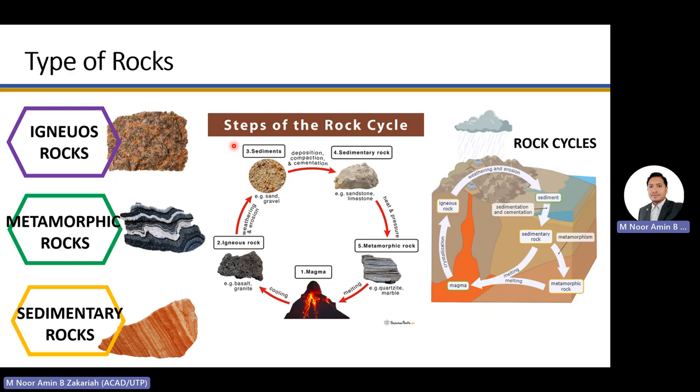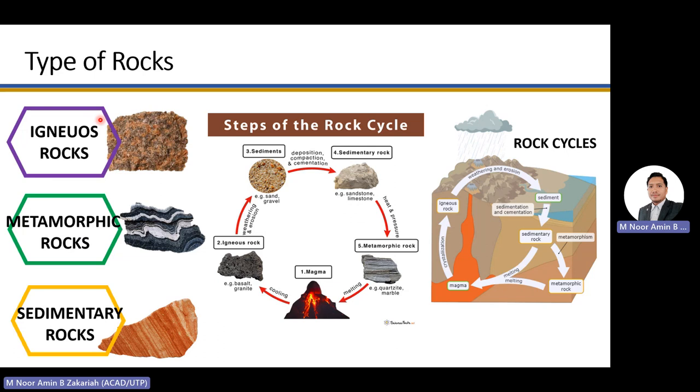So there are 3 main types of rocks, namely igneous rocks, metamorphic rocks, and sedimentary rocks. We go into the igneous rock first. Igneous rocks are formed when molten rock, magma or lava, cools and solidifies. Magma can be found deep within the Earth, or it can be erupted onto the surface as lava.